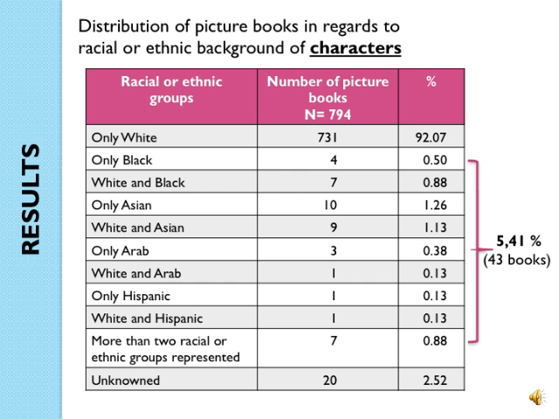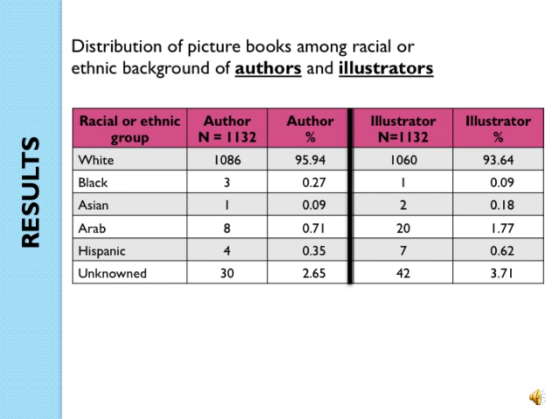As we can see, the visible minorities are not well represented in the picture books that we analyzed. In fact, we found only 43 books representing members of visible minorities. And, as you can see, even in picture books in which there is some representation of visible minorities, they are not always represented independently of white people.